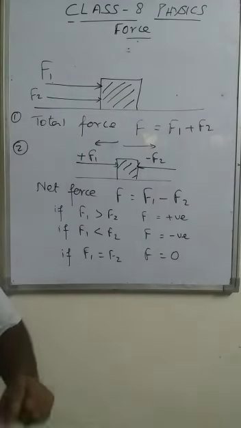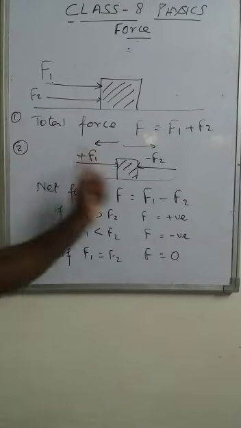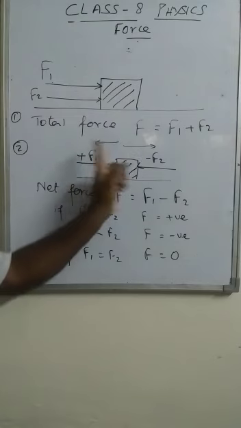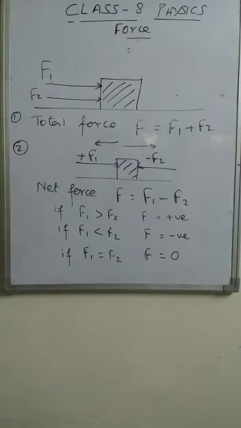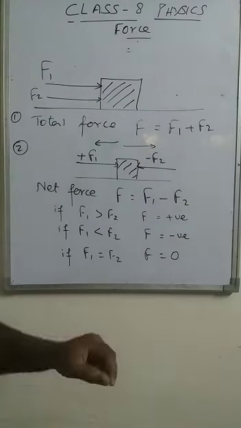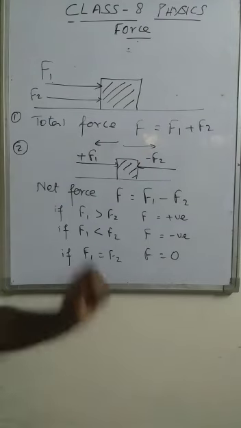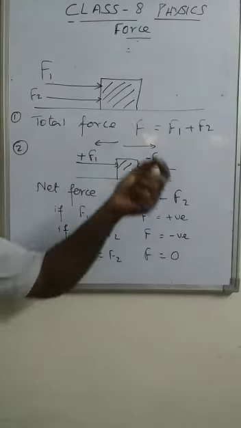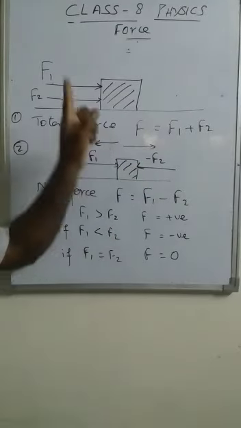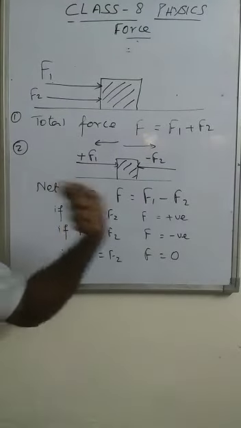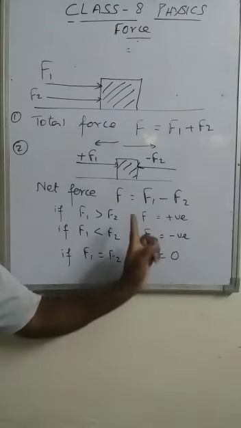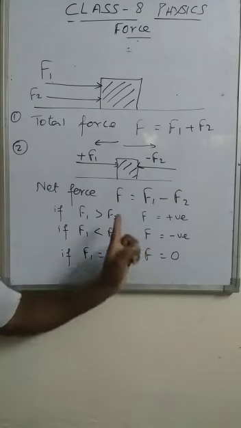Here you must think about it. The object is being given two forces, F1 and F2. Forces are applied, but still the object remains in the same state. The same state means, in the beginning, if it was at rest, it remains at rest. If it was in motion, it will be in motion. So that represents that the resultant force acting on the object is 0.